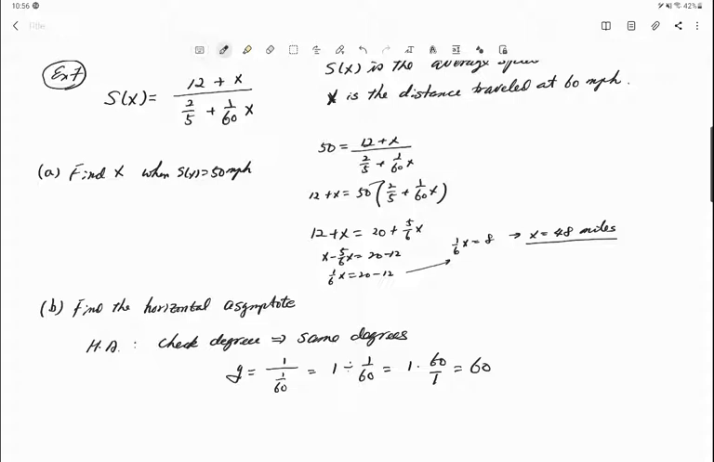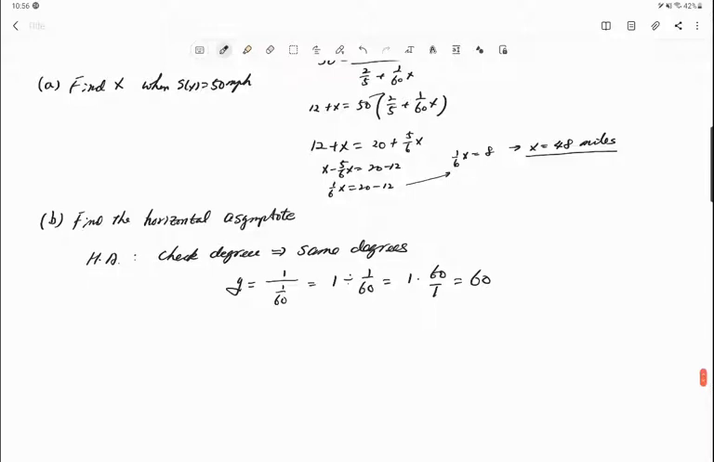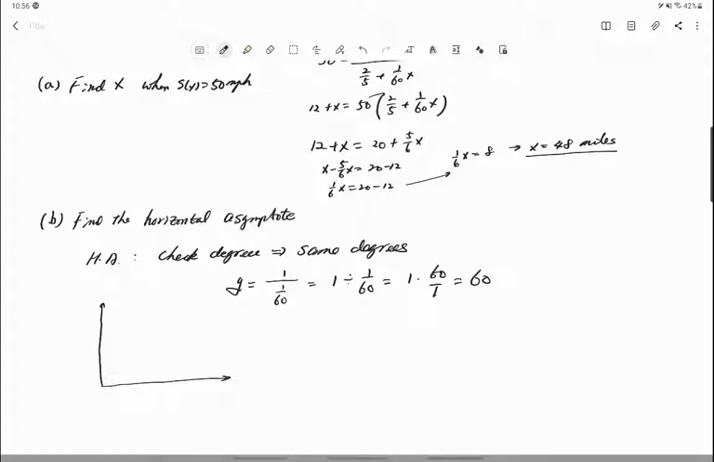So that's the horizontal asymptote. In this case, the graph looks something like this. If you graph it, it looks like this. So this is the speed, and this is the x values, the distance you traveled at 60 miles per hour.